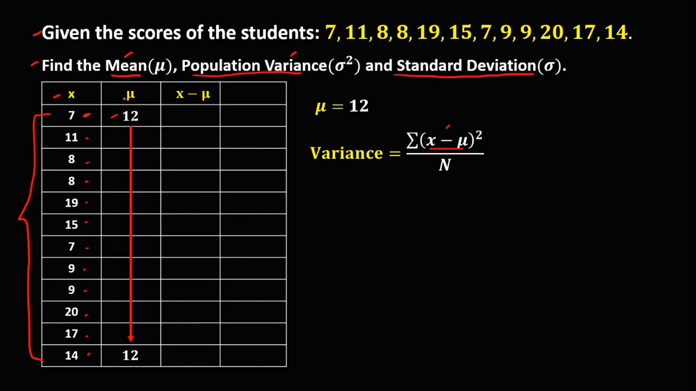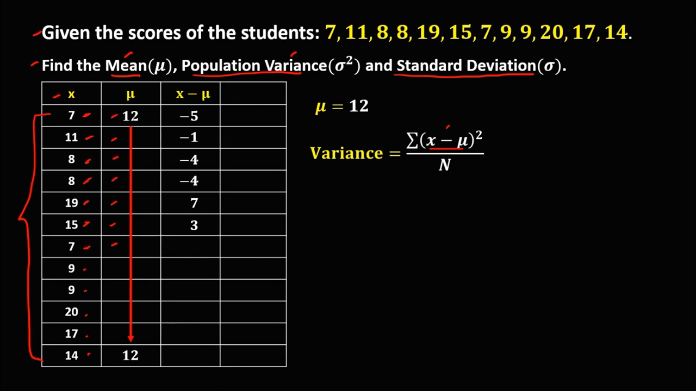So 7 minus 12, this one is negative 5. 11 minus 12, that's negative 1. 8 minus 12, this one is negative 4. 8 minus 12, this one is negative 4. 19 minus 12, that's 7. Then 15 minus 12, this one is 3.